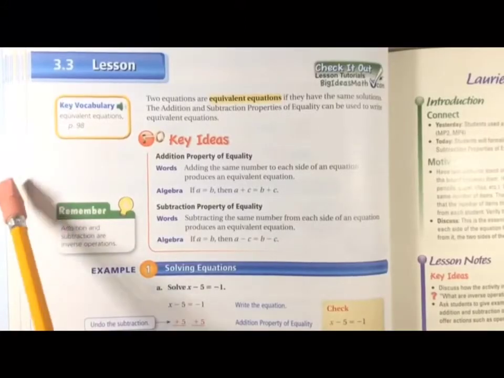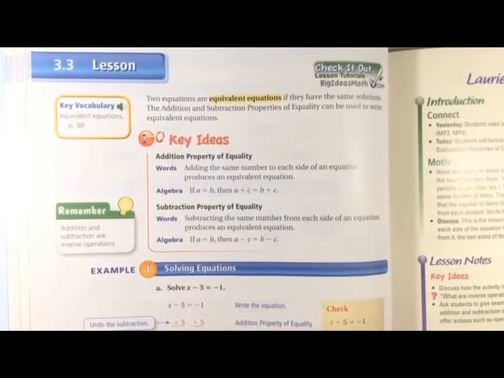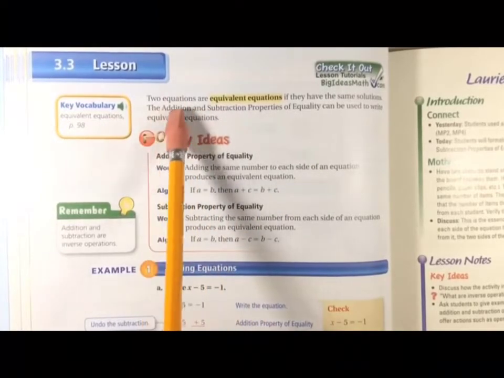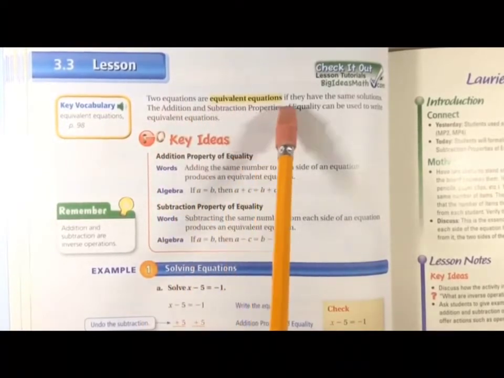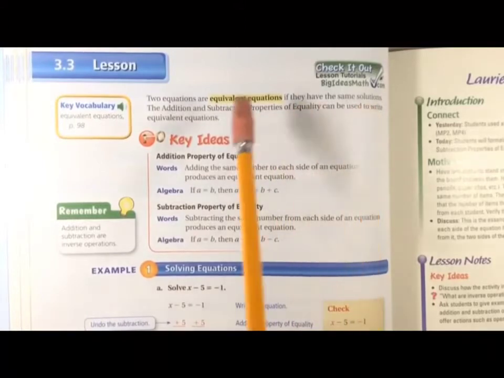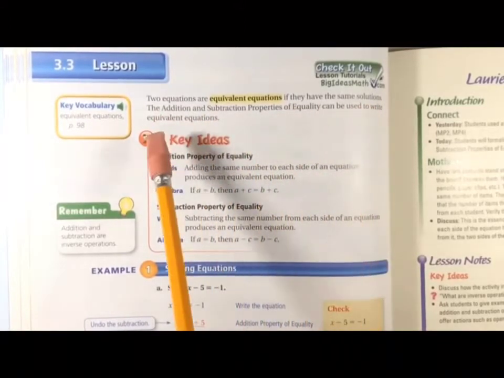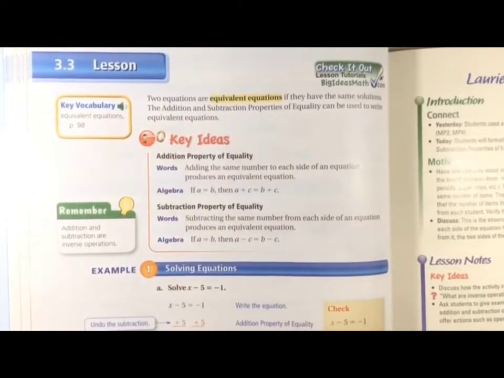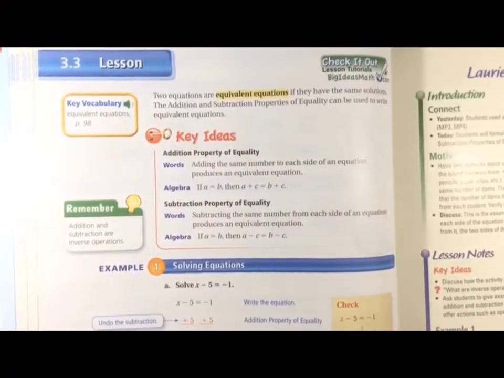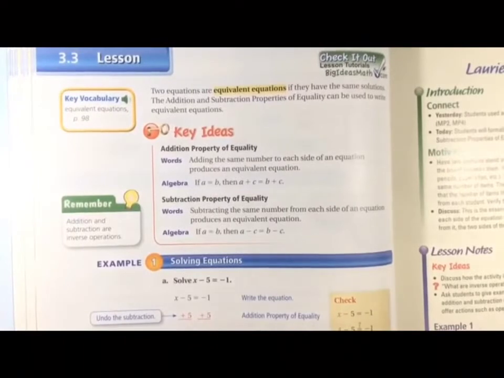Okay, we've got section 3.3 found on page 98 in your textbook. And here we're talking about equivalent equations. Two equations are equivalent equations if they have the same solutions. The addition and subtraction properties of equality can be used to write equivalent equations. So this is how we're going to solve one-step equations through addition or subtraction.